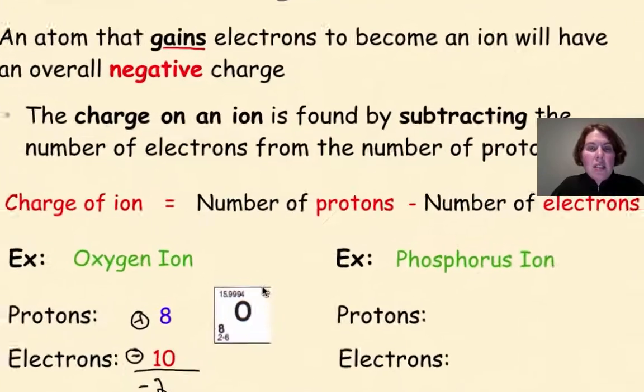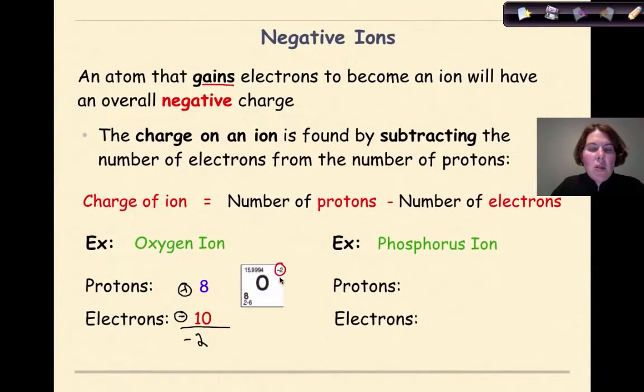The charge that's listed for oxygen is -2, so these make sense. Now let's look at phosphorus. Phosphorus has 15 protons and 18 electrons. So we know that protons are positive and electrons are negative. So again, let's take the difference between these two. So 15 is positive, 18 is negative. The difference between these two is 3. I have more electrons than protons, so this is going to be a -3 charge.